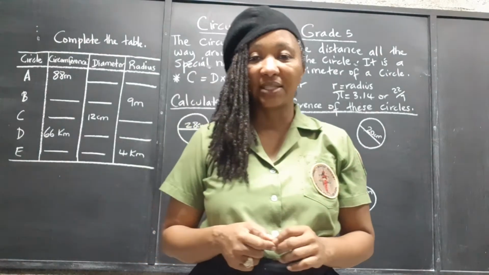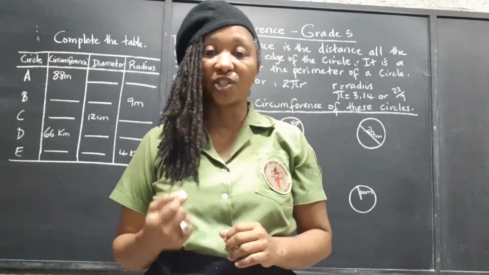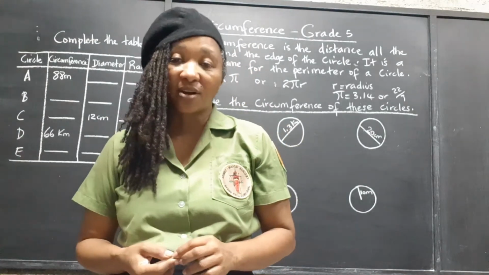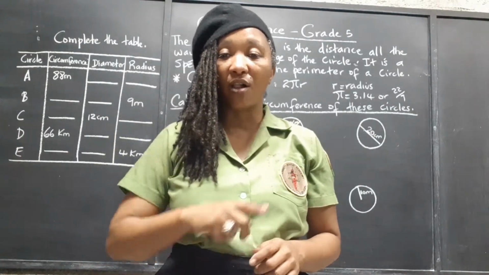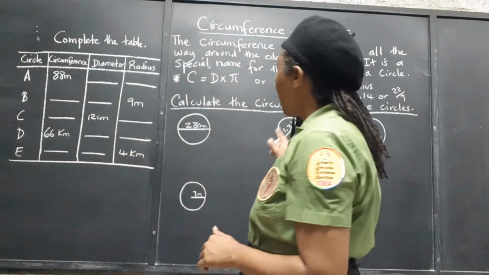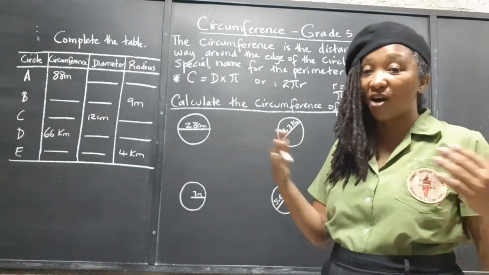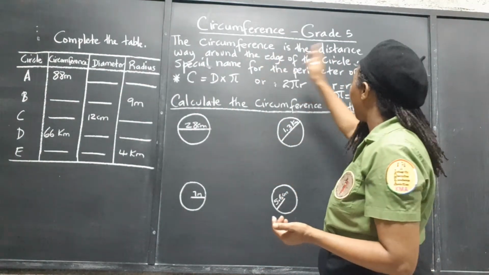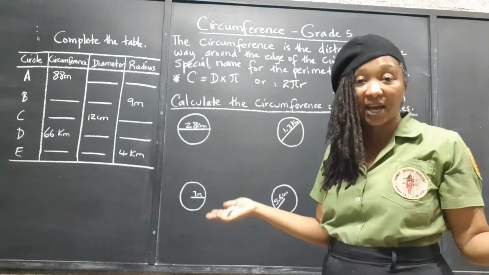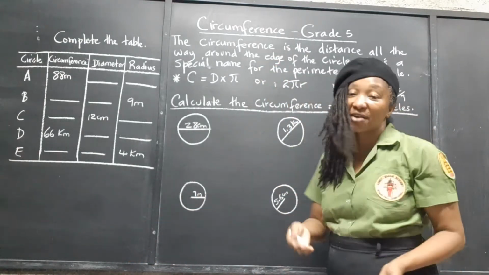Today we're looking at calculating the circumference of a given circle. By circumference we mean the distance all the way around the edge of the circle. Right? Here's the definition. The circumference is the distance all the way around the edge of the circle, just like I said. It is a special name for the perimeter of a circle.